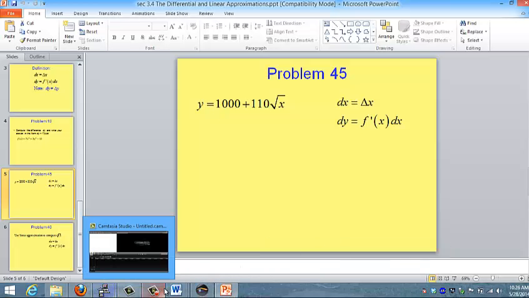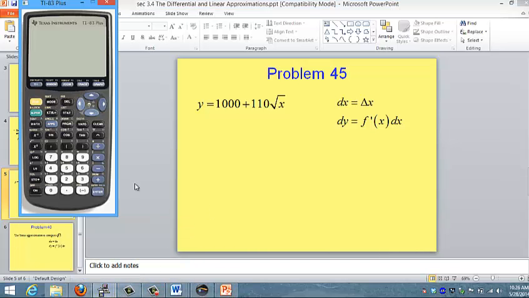While you guys are doing this, I'm going to go ahead and type it into the calculator while you guys are finishing up. It's going to be useful to have a calculator out. So I'm going to go y equals 1,000 plus 110 square root of x, close parentheses. And all they told me was x has to be greater than 0.